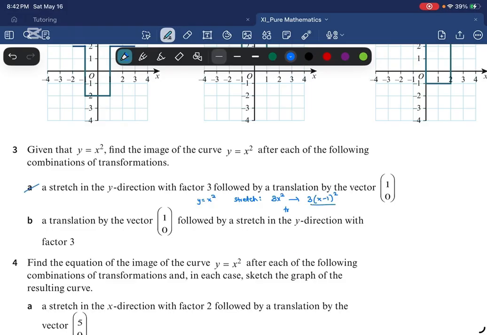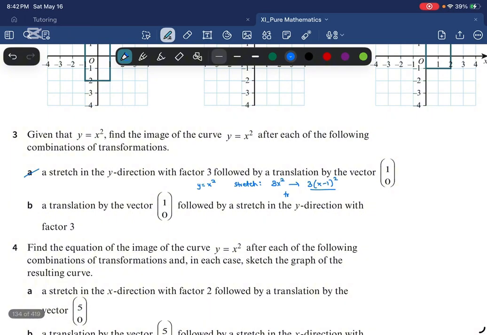That is going to be your answer to A. Now it says a translation by the vector, followed by a stretch in the y direction with the factor of 3. So you have f of x is equal to x squared. A translation gives (x minus 1) squared. And then you're stretching by a factor of 3. So 3(x minus 1) squared. So whether you do a horizontal translation first and then the stretch in the y direction, or the stretch in the y direction and then the horizontal translation, the order does not matter. That is what this question is asking you.